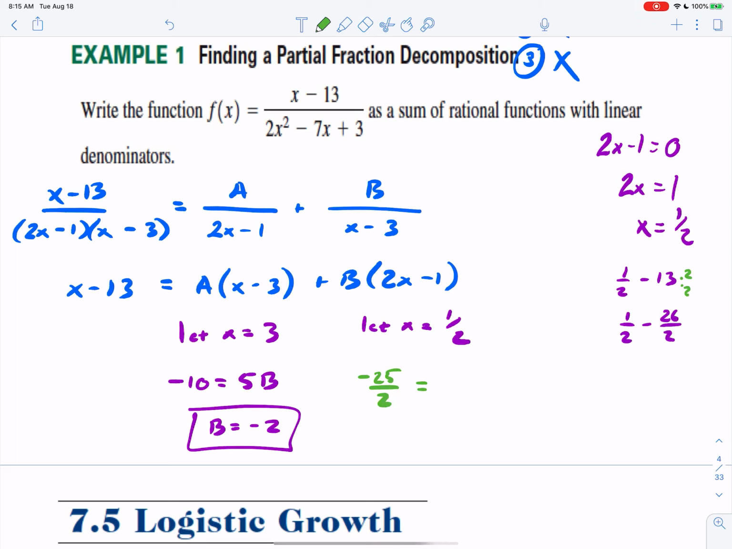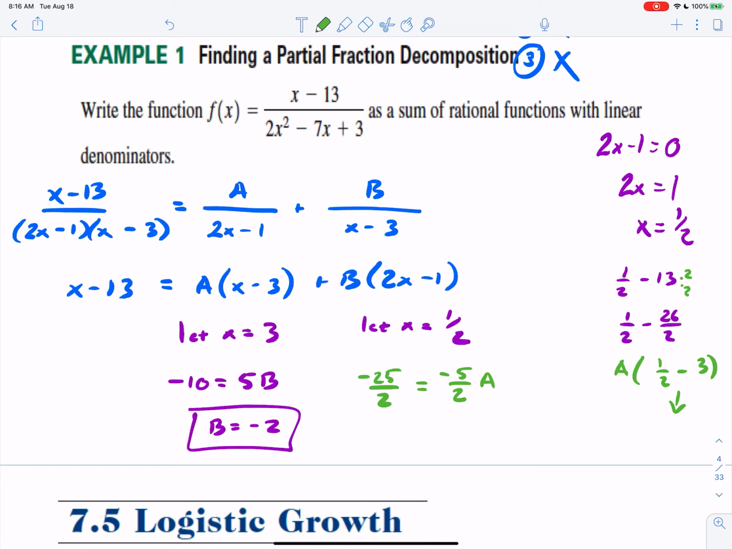It does get a little messy, but nothing that you can't handle, okay? I know the B term will go away because we made it go to 0. And over here, we're going to have A times 1/2 minus 3. Think about what that all comes out to in here. Get common denominators. You should get negative 5 over 2 A.